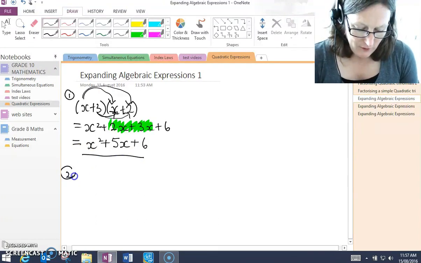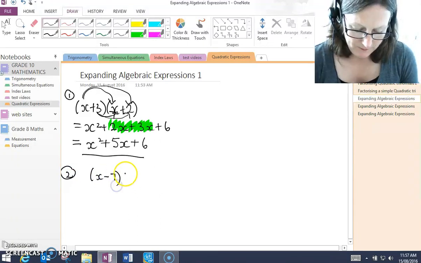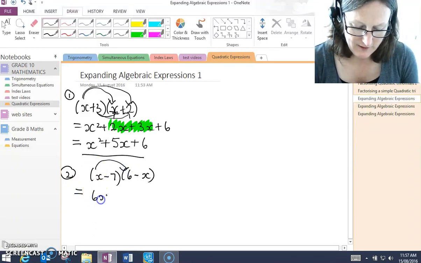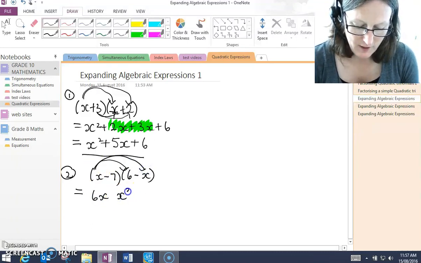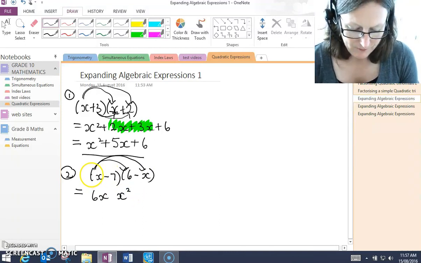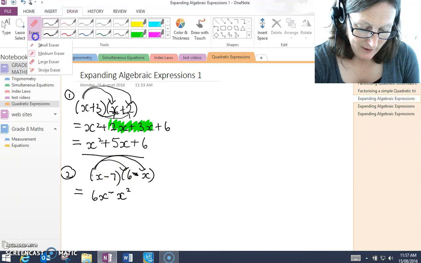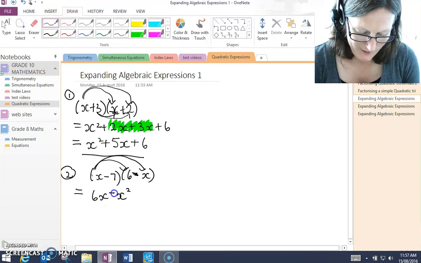The second one I'd like to do for you is (x - 7)(6 - x). So it's the same process. We multiply x by 6 to give us 6x. We multiply x times x, which gives us x squared. Then look at the signs. This is a positive, this is a negative, so a positive and a negative, we put a negative there. Again, needing to neaten that up a bit. So a negative will go there.